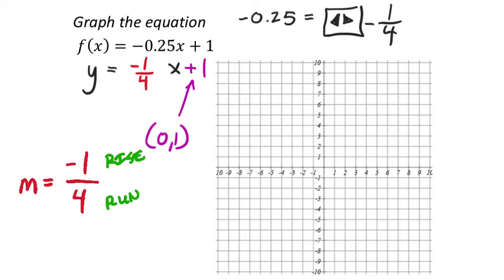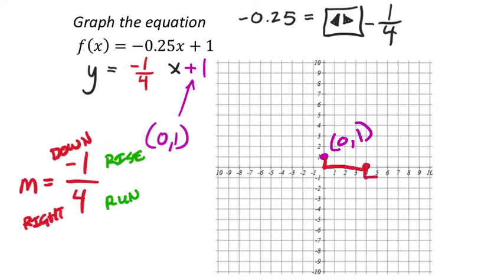the rise is negative, which means it's going to go down 1. The run is positive, which I always like, which tells me I should always be going to the right. So in graphing this, we need the y-intercept first at (0, 1), which is here. But from there, I've got to use the slope to find the other points. Now, again, it's down 1 and then to the right 4. So that's the next point.